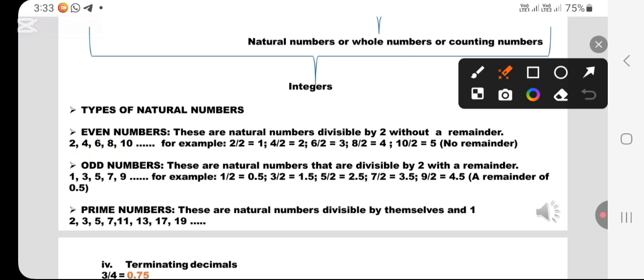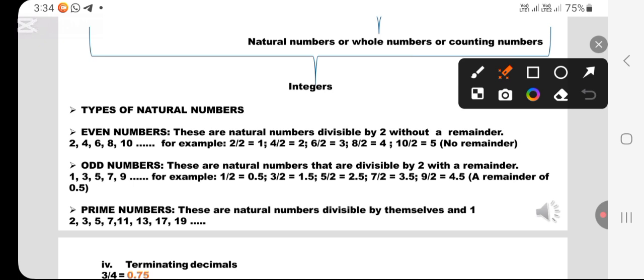So what is the next after 10? Just pause the video. What is the number after 10? The number after 10 is 12. So that's how it continues. When they are divisible by 2, there is no remainder.